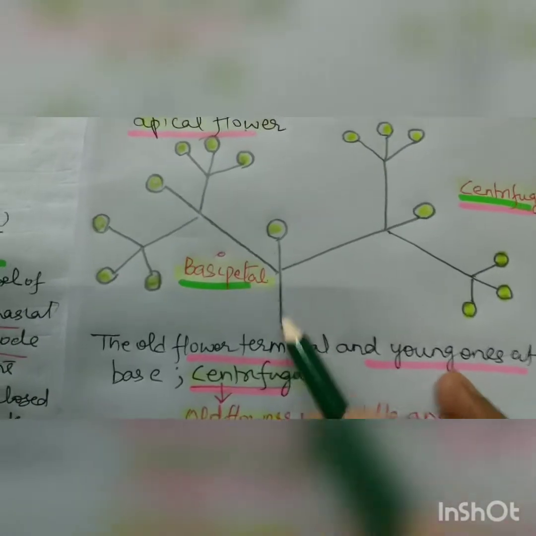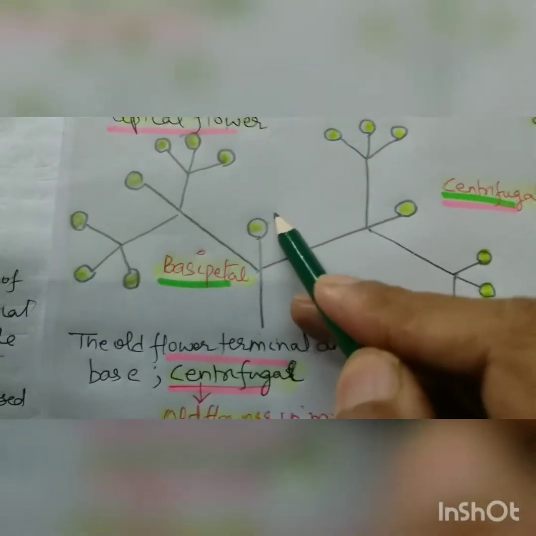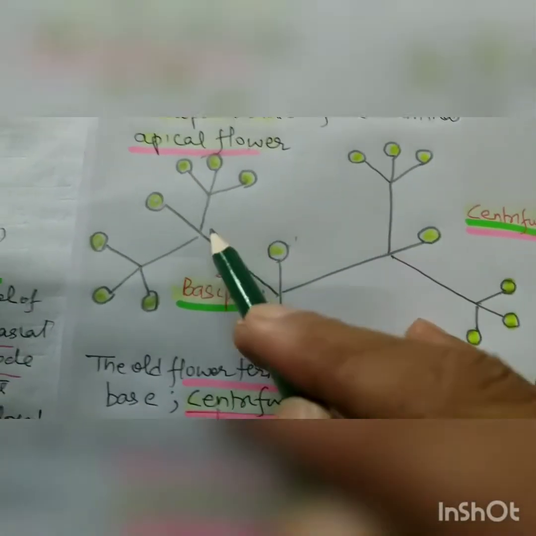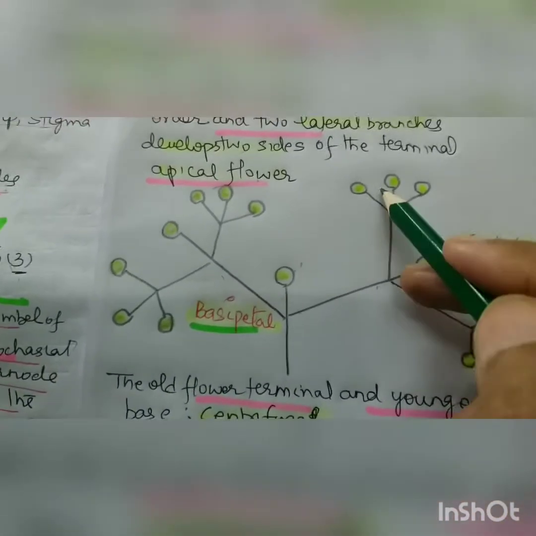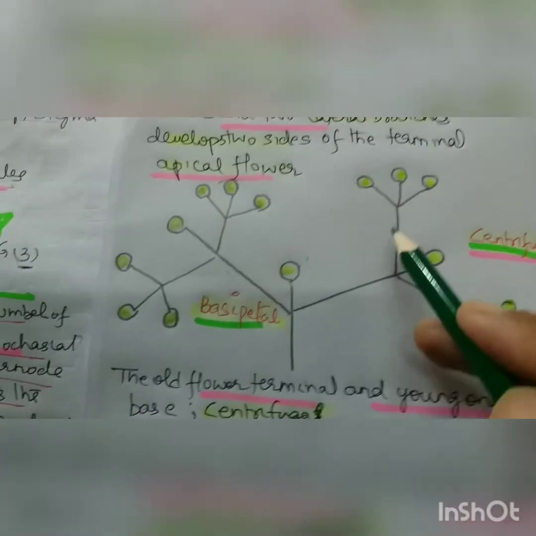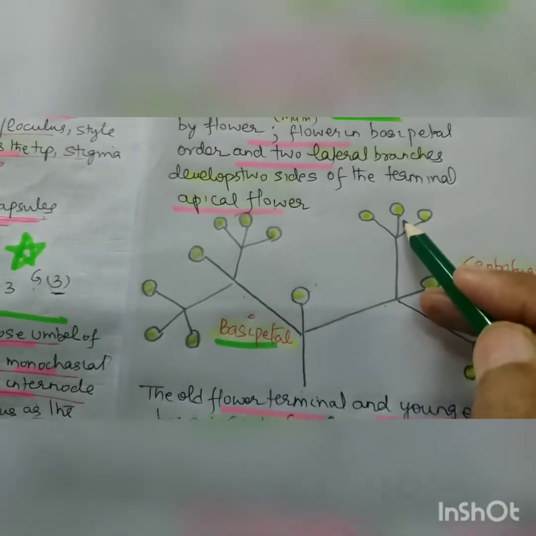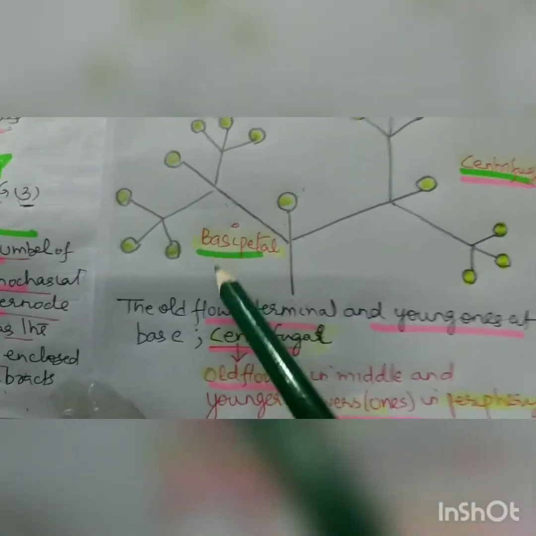See, this is the terminal flower and here the growth will stop. Then we have two lateral branches, 1 and 2. Their growth is also stopped by terminal flowers, and then we have two more branches, and they are also terminated by the apical flowers, and this is called dichasial. Here the flowers are arranged in basipetal form and centrifugal.